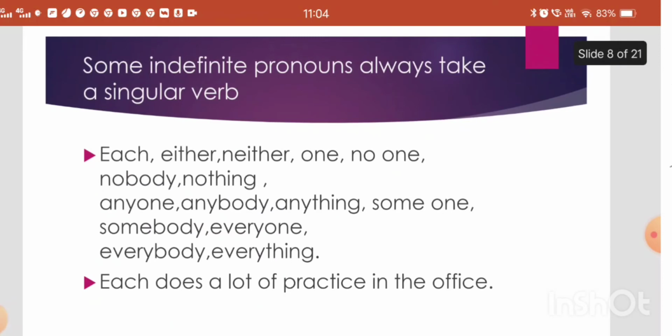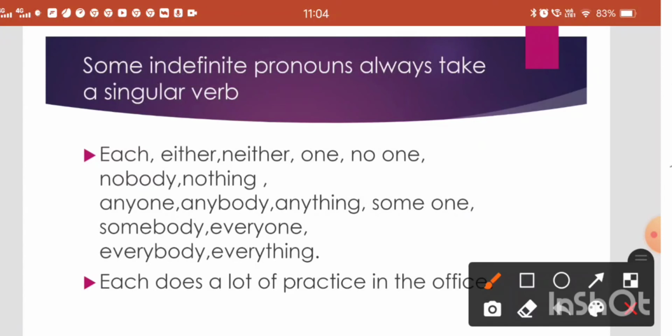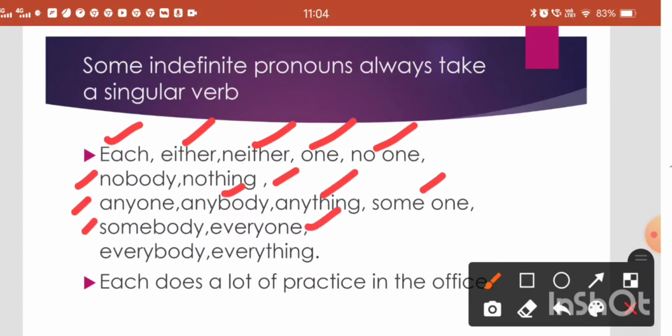Some indefinite pronouns always take a singular verb. Very important. What are those indefinite pronouns? Each, either, neither, one, no one, nobody, nothing, anyone, anybody, anything, someone, somebody, everyone, everybody, everything. So these are the indefinite pronouns which always take a singular verb. Remember this: singular verb. "Each does" or "do"? "Does" is a singular verb.